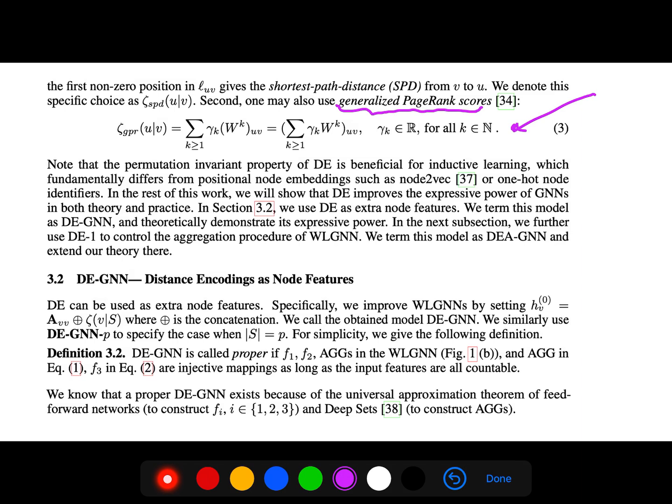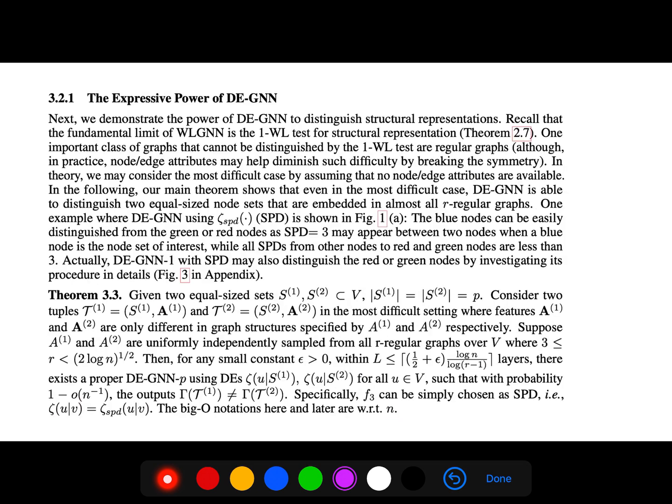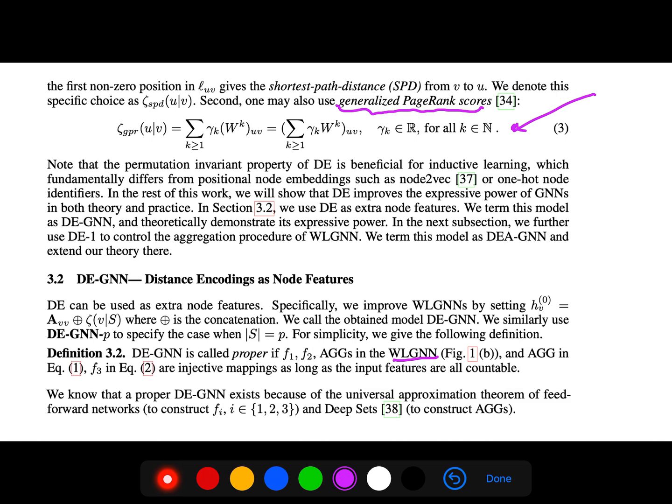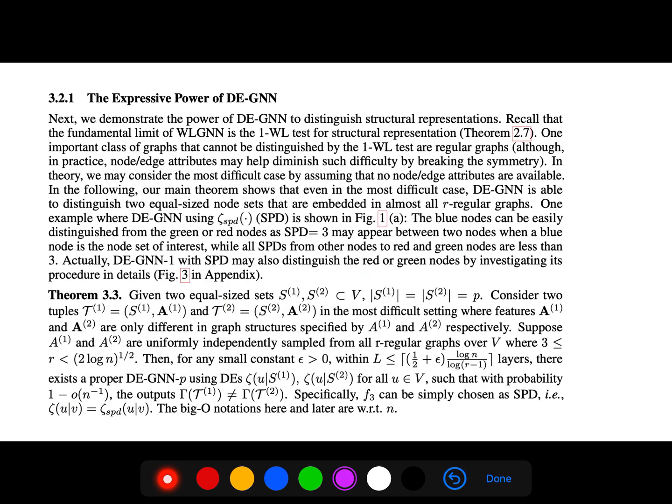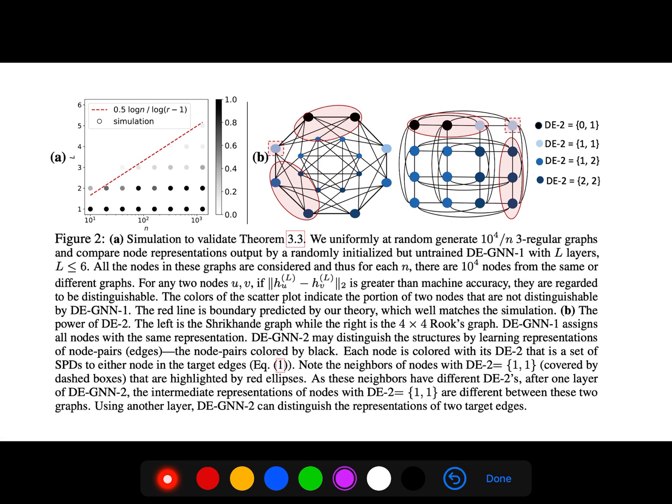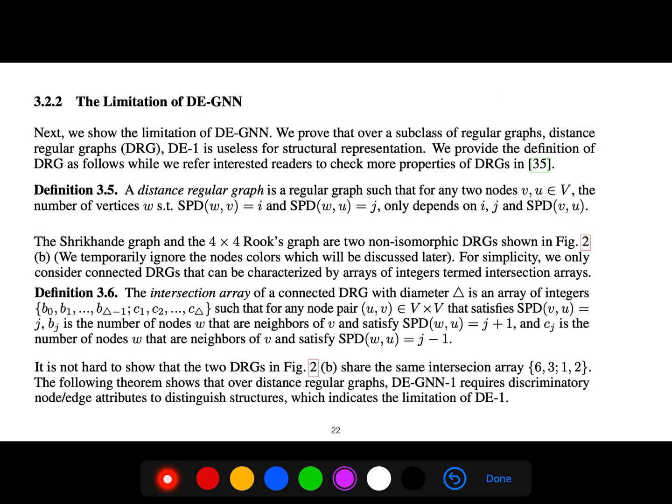A DE-GNN is called proper if F1 and F2 in the GNN and AGG are injective mappings, as long as input features are all countable. Here, as I said, the first strategy is just to use it as node features. We get these distance encodings, and then we augment, concatenate let's say, to have better node features than the standard. And then they talk about the expressive power of that, and then the limitation of this distance encoding GNN.